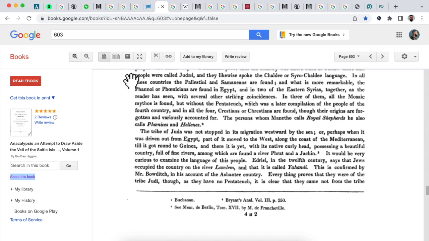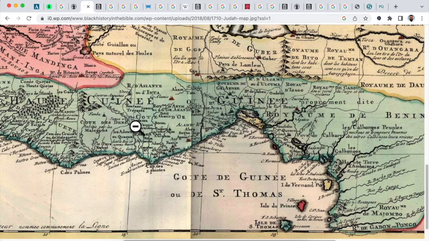I actually have it pulled up still. Which tab is it? This is the map from the Black History in the Bible website. You can see all this is Guinea. And today, Guinea is not this big. Guinea was big like this back when these books were written. The territory of Guinea expanded and encompassed all of this right here. So where was Judah at? Right here. Judah. Kingdom of Judah on the slave coast.